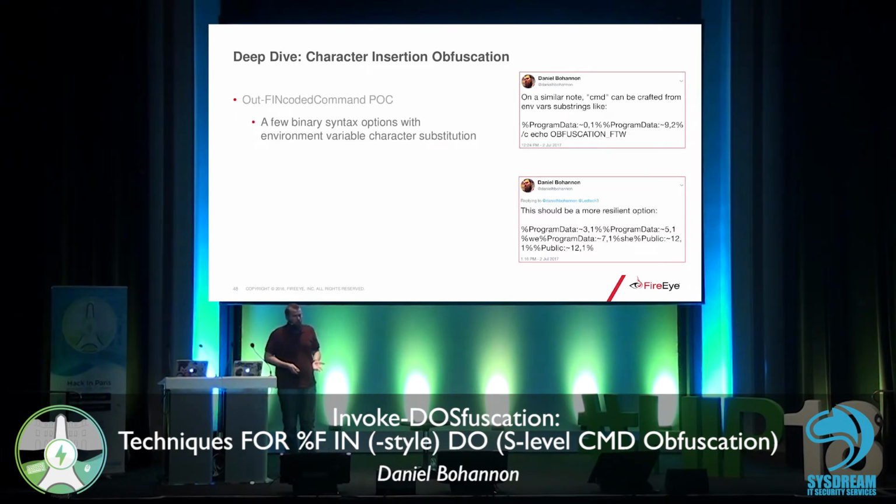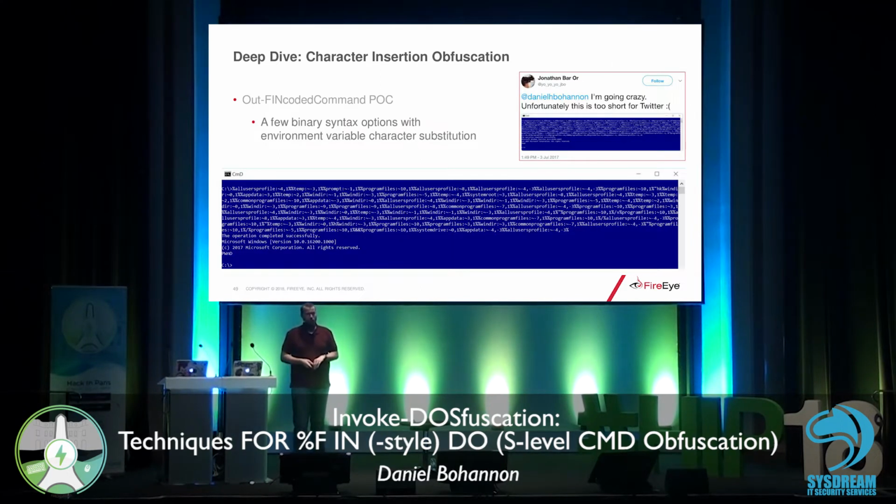So when I released the Out-FinCodedCommand POC, I included some of these obfuscated versions using the environment variable substrings for cmd and PowerShell. And then within a few minutes, someone replied on Twitter with a full command that was just this encoded stuff. In the tool Invoke-DOSfuscation, you can feed it any input command, and one of the options is just environment variable encoding. And it'll go through and randomly select environment variables and the characters in there and produce a payload just like this.